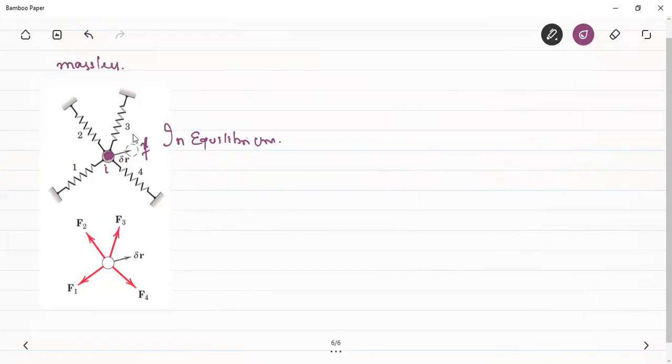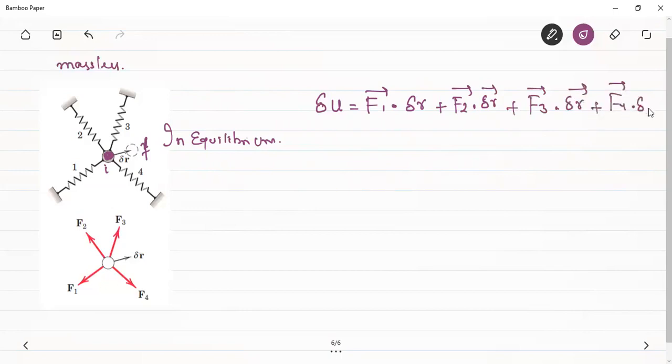So the virtual work in this case will be equal to delta U. The work will be due to all 4 forces responsible for creating the displacement delta R. So the first force is F1 dot delta R, plus F2 dot delta R, plus F3 dot delta R, plus F4 dot delta R. This is the summation of all these virtual works, and from the principle of virtual work, this summation has to be equal to 0.